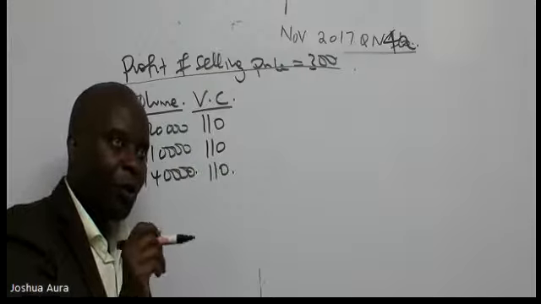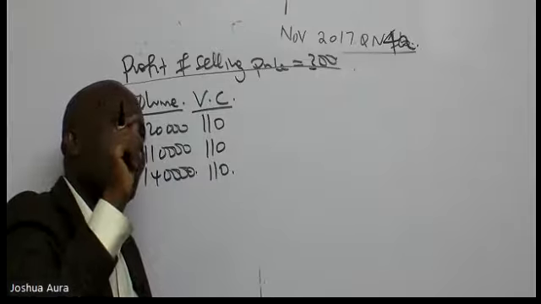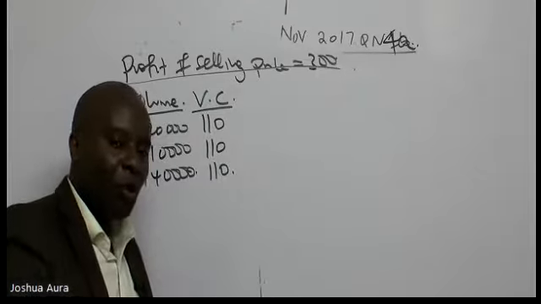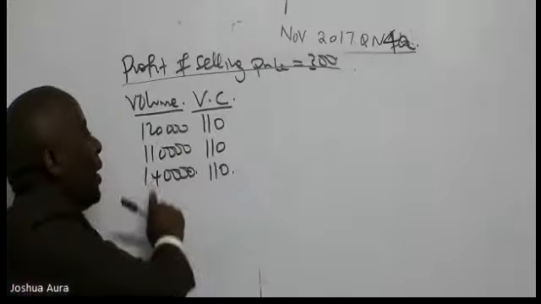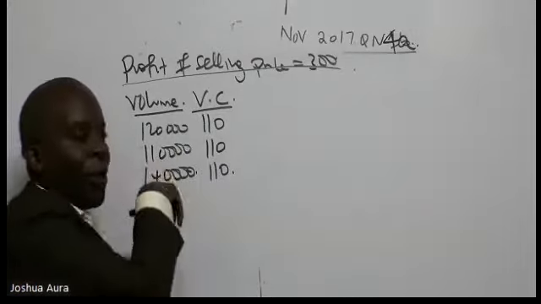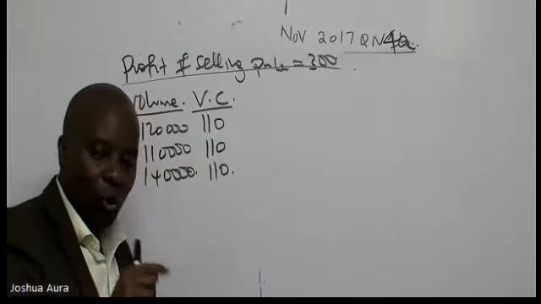If you're going to produce a maximum of 100,000 units and below, then the variable cost will be 120. However, if production exceeds 100,000, like these three, then the variable cost goes down to 110 per unit.